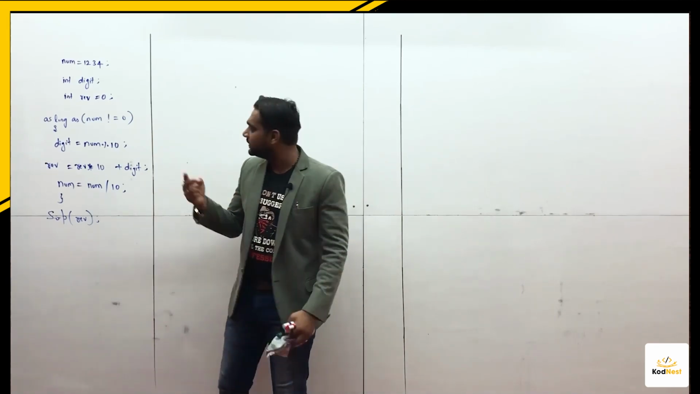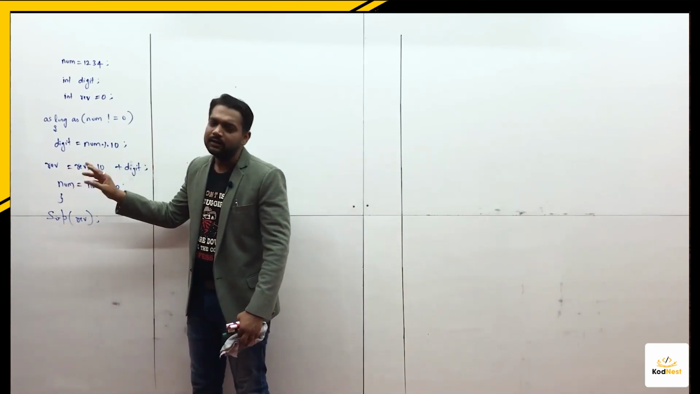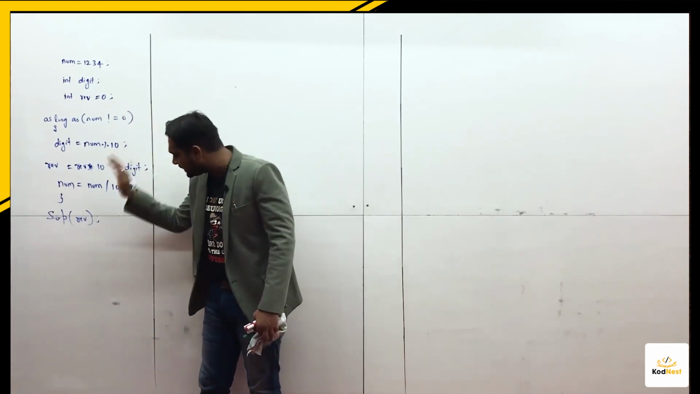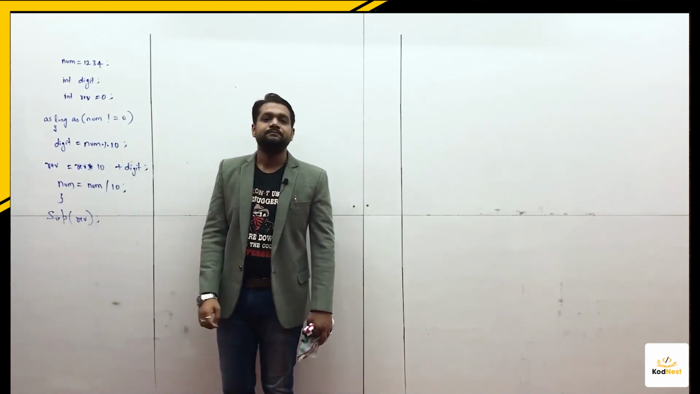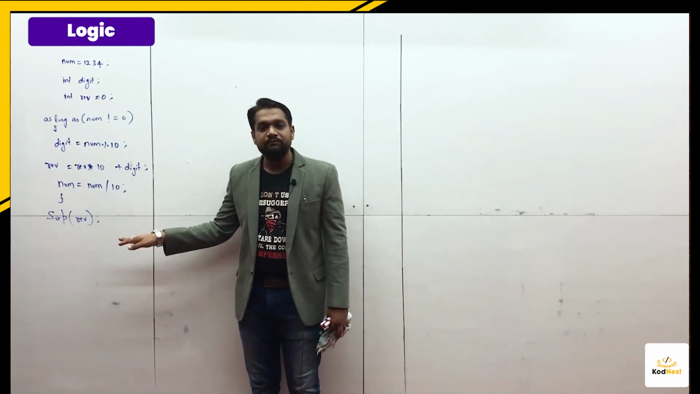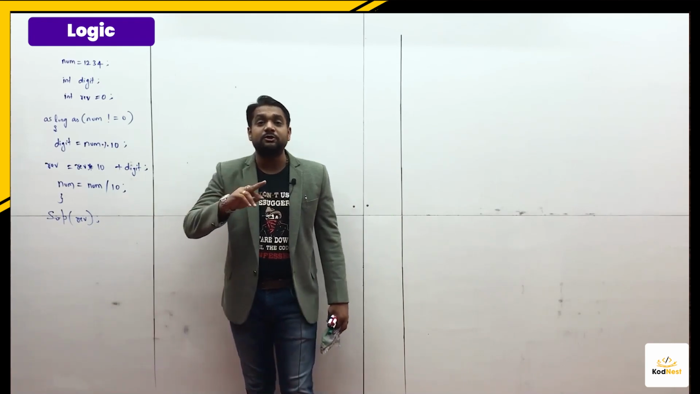If you want to reverse it, keep on adding to the reverse and do this until that number is not equal to 0. If it becomes 0, 100% the number would have reversed. This is the logic. First, copy the logic. Try to convert this logic to code.